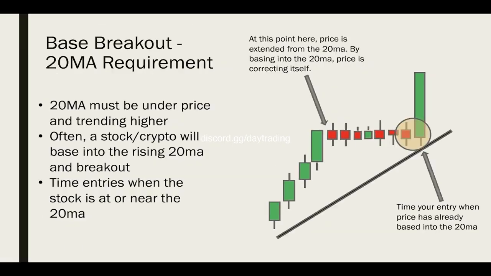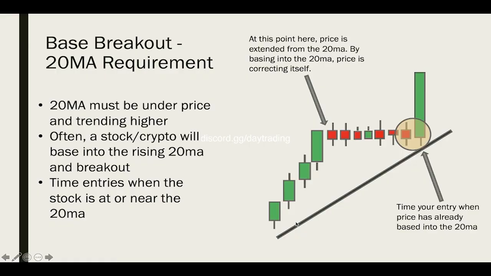Pretty easy stuff. Now, let's talk about the 20-day moving average requirement. We already reviewed the 20-day moving average and how important it is. And we know that we want to see the 20-day moving average either trending higher or trending lower, right? If we're bullish, we're in an uptrend, we want to see the moving average trending higher, ideally at a 45-degree angle, and under price, okay? So that's what we need here.